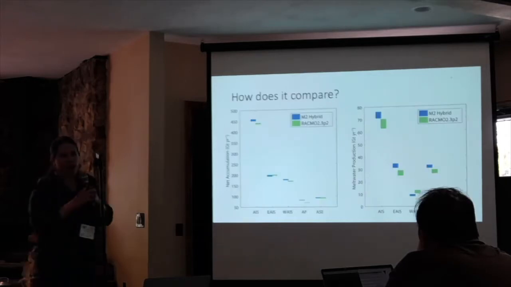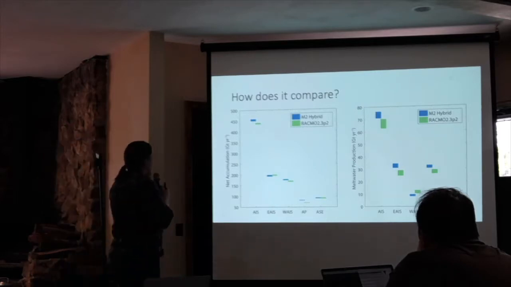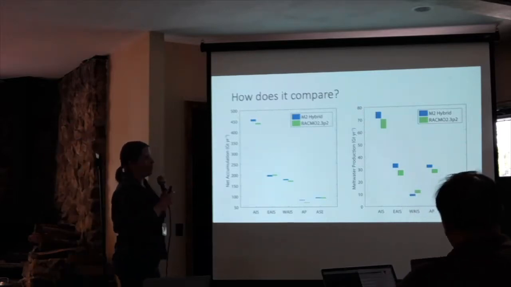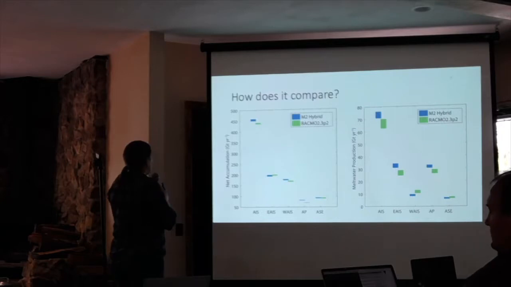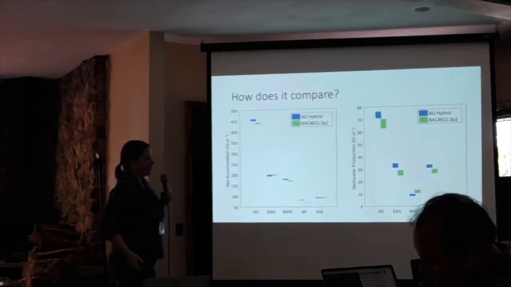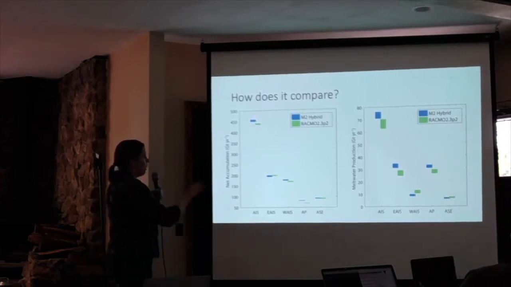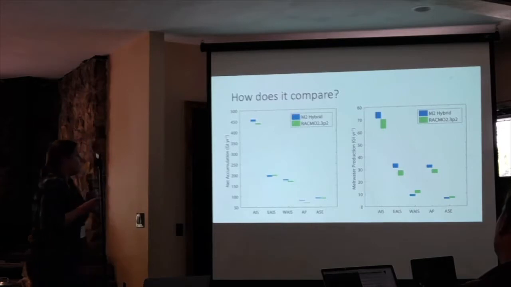So how does this compare with RACMO? I feel like Michelle was a perfect intro for me. So these are just total snowfall amounts over the ice shelves. And so Antarctic ice sheet, East Antarctica, West Antarctica, Peninsula, Amundsen Sea Embayment. On the left is your net accumulation, on the right is meltwater production, and you see that they actually match very well.